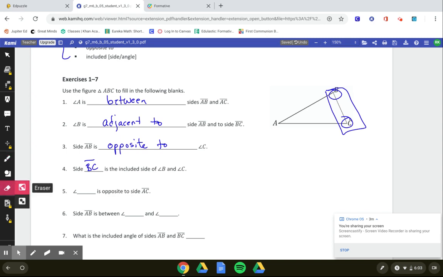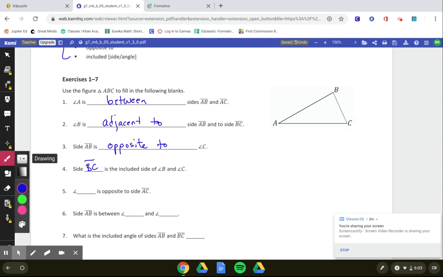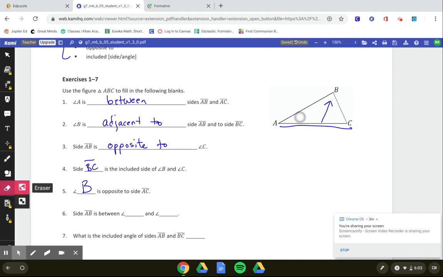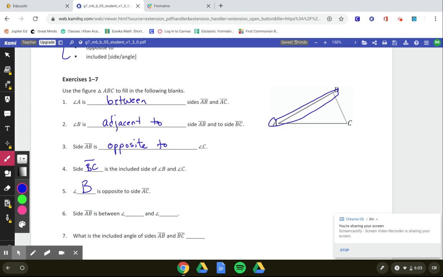As we look at number 5, which angle is opposite to side AC? Here's side AC. Our opposite angle is going to be angle B. And as we continue moving on, side AB, so we're looking at this side right here, is between what two angles? We'd say it's between angle A and angle B. And our last question in this little activity is, what is the included angle of sides AB and BC? AB is here, BC is here. Which angle is included by those? We'd say it is angle B.